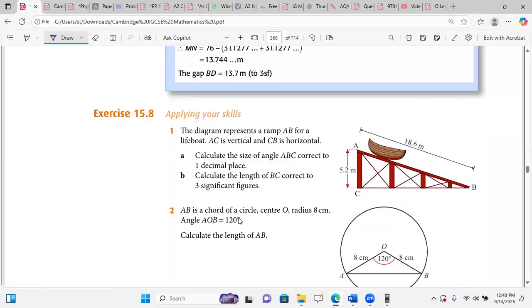For example, in this question number 1, he is saying calculate the angle ABC. A, B, and C. It means you need to calculate this angle. And if this angle is to be taken into account, then you will use sine of angle B equal to 5.2 over 18.6.